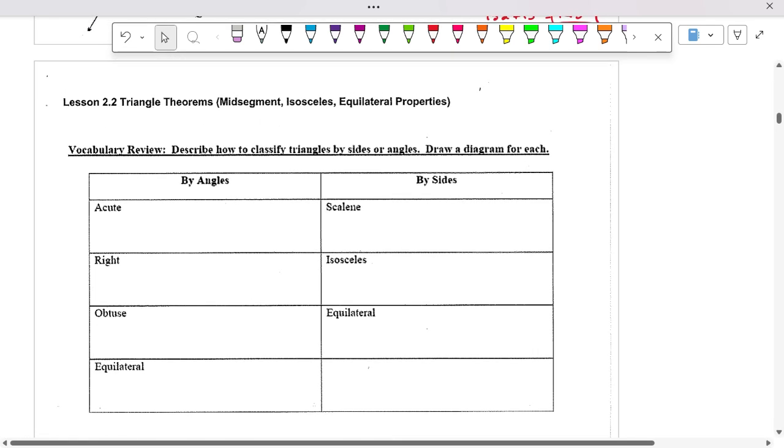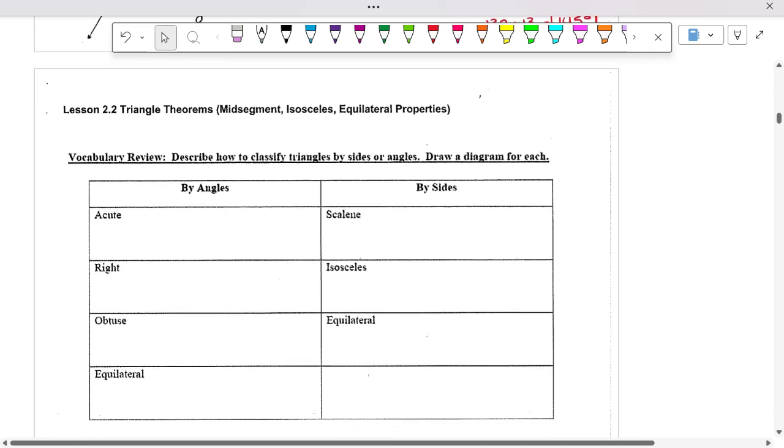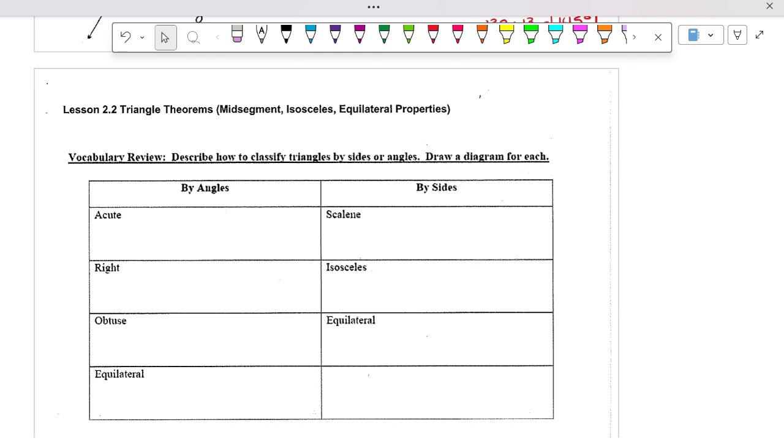All right. So 2.2 is more triangle theorems. So we've already talked about the interior angle theorem and the exterior angle theorem. Now, the next parts of these theorems deal with how you identify triangles. So there's 3 types of triangles. There's scalene, isosceles, and equilateral. Does anyone remember what it means for a triangle to be equilateral? It's kind of in the name.